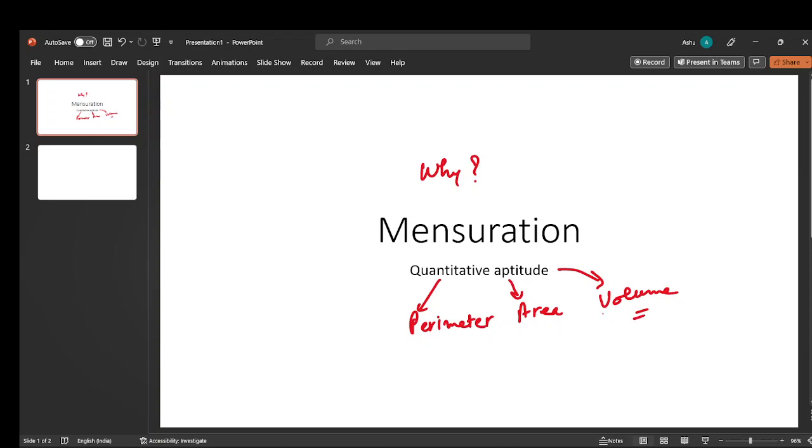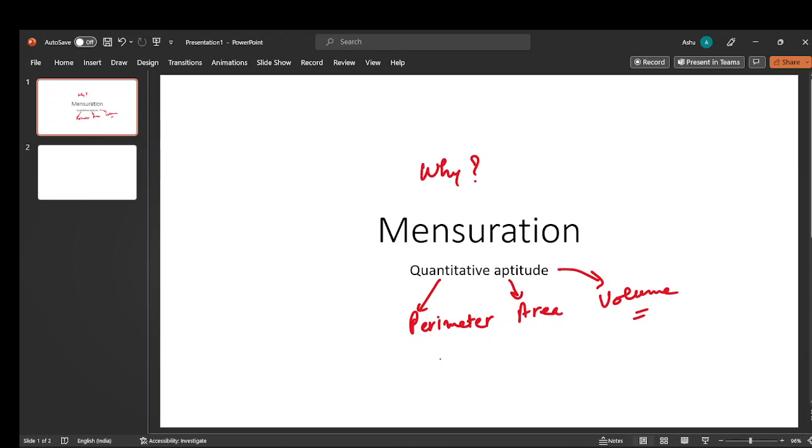How can you find out the milk in the bottle? How can you find out the gas in the cylinder? That is the point where we study in mensuration. So there are three types of problem. First one is perimeter, second one is area, third one is volume. So first, what is a perimeter?